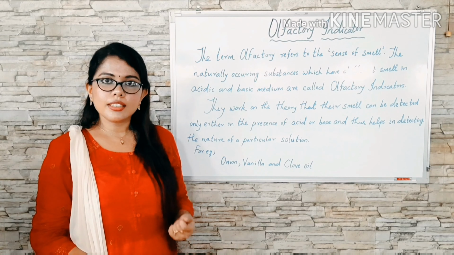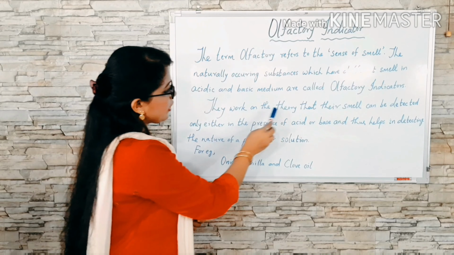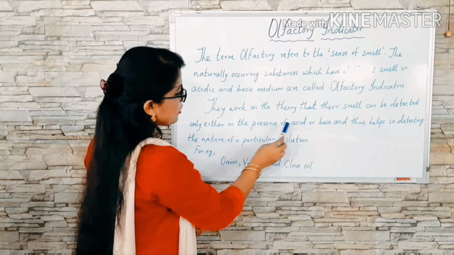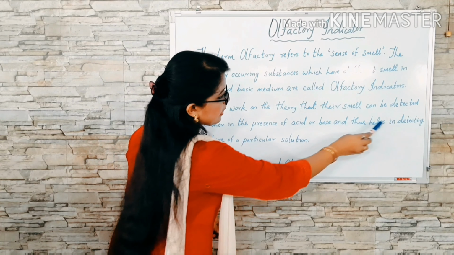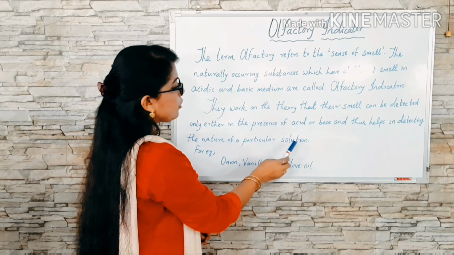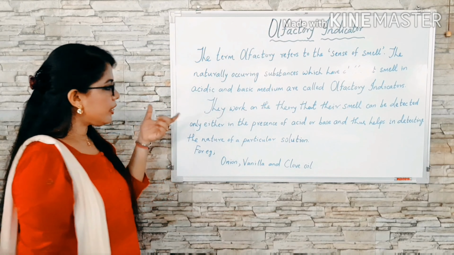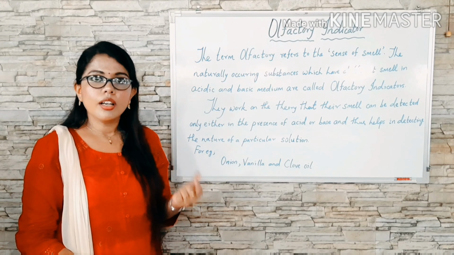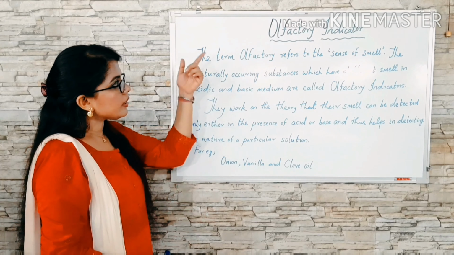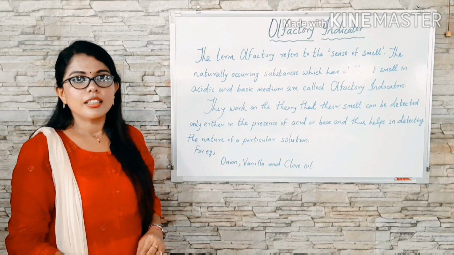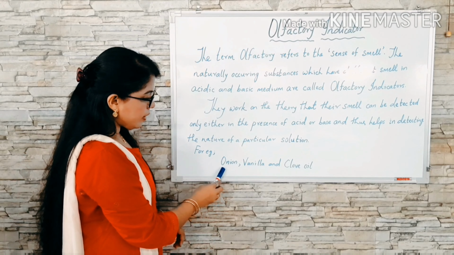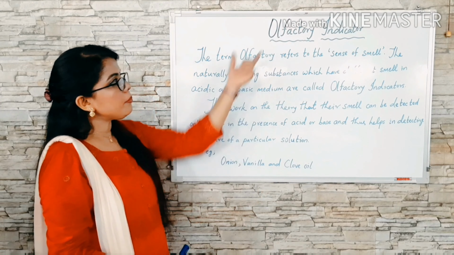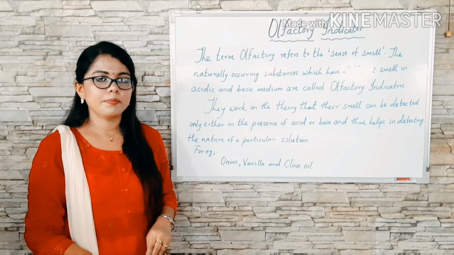Now, upon what theory does it work? They work on the theory that their smell can be detected only either in the presence of acid or base, and thus helps in detecting the nature of a particular solution. That means, basing on this theory, this type of indicators indicate the presence of an acidic or a basic substance. Now, what are certain examples of olfactory indicators? Certain examples are onion, vanilla and clove oil. These three are the basic common examples of olfactory indicator.